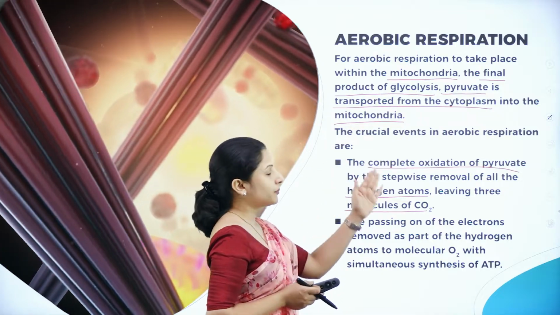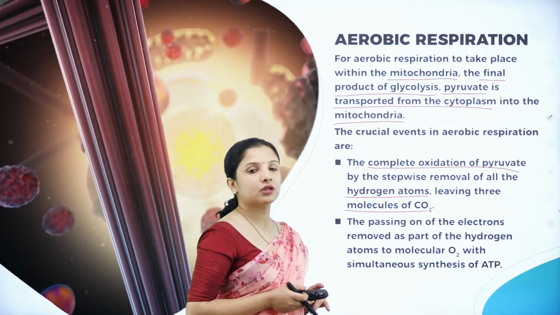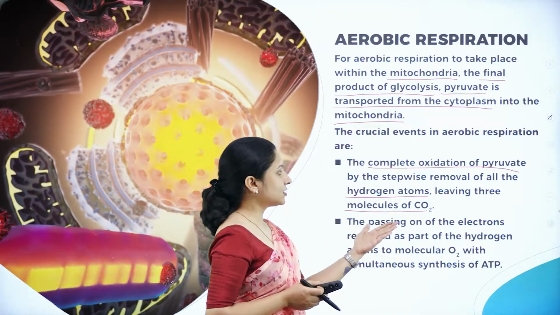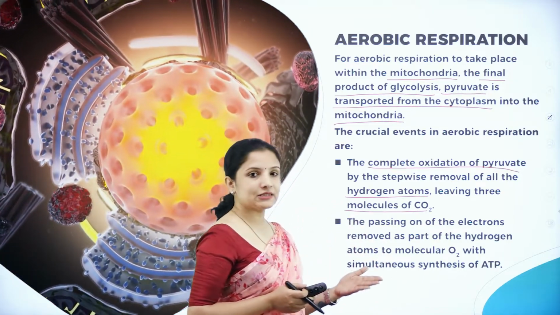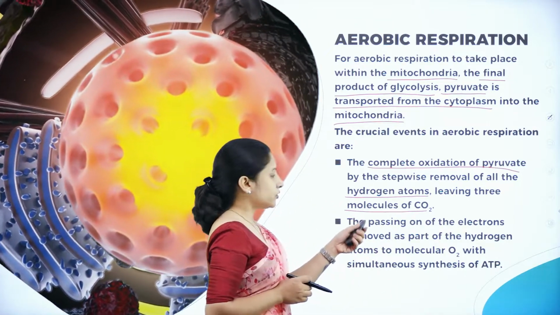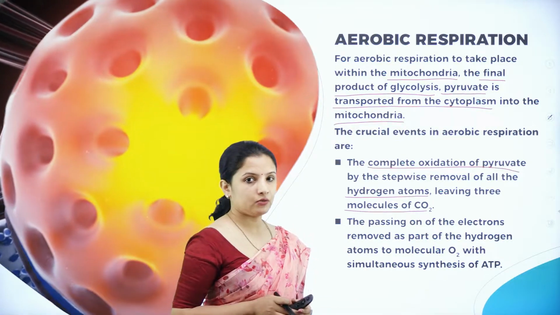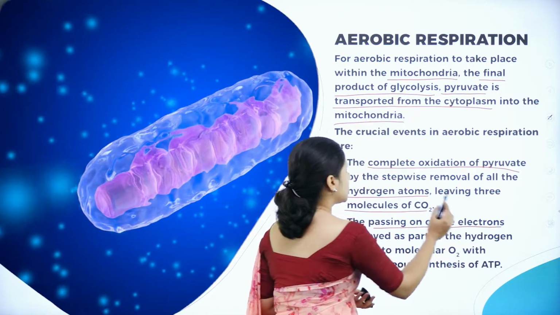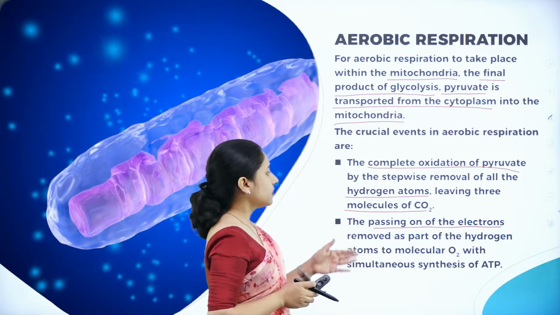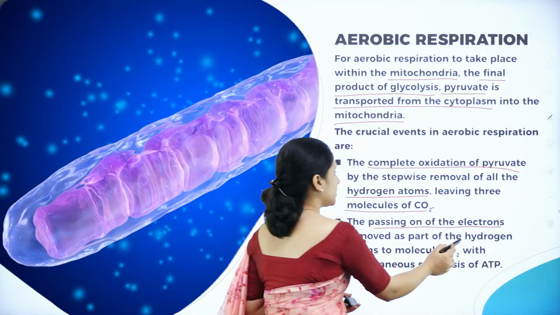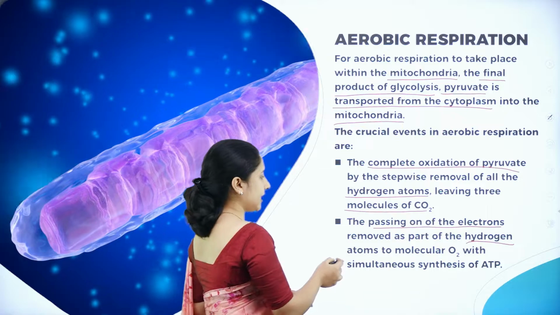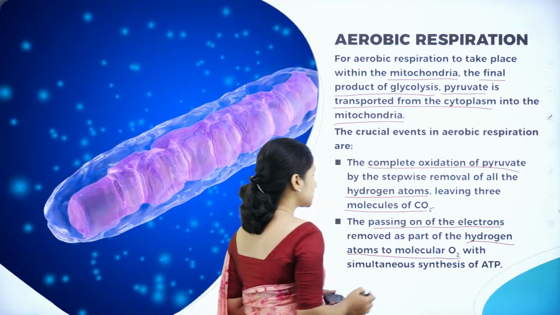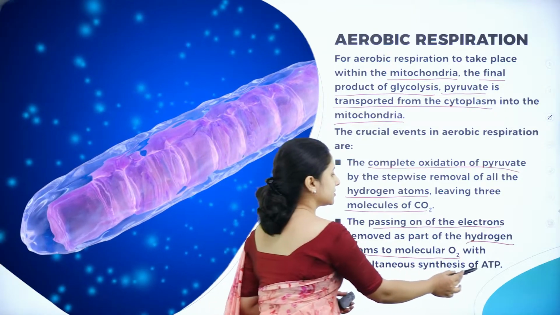That is when complete oxidation of pyruvate takes place. So complete oxidation means oxygen is made use of by the pyruvate, wherein it will release the protons, that is hydrogen atoms, and it will release the carbon dioxide. And during this process, electrons are also involved. So in this process of aerobic respiration, the passing on of the electrons removed as part of the hydrogen atoms to molecular oxygen, with simultaneous synthesis of ATP.